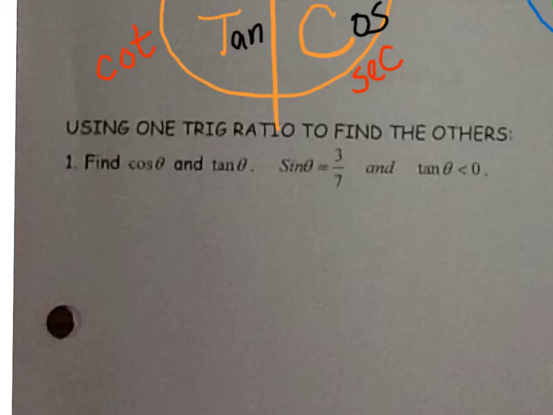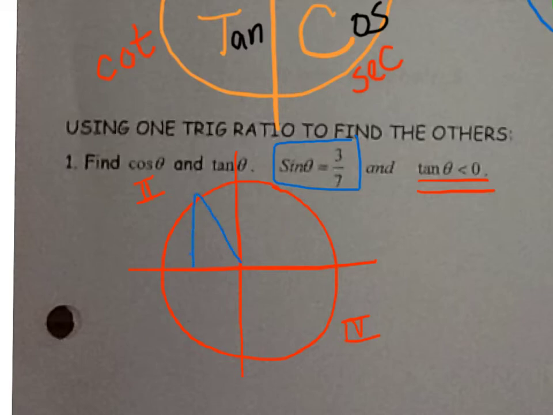All right, so let's think about that. If tangent is negative, let's draw a circle here. If tangent is negative, then it has to be either in quadrant 2 or in quadrant 4. So both of those have a negative tan. Then the other piece of info, you always need two pieces of information here. The other piece of info is that sine is 3/7, positive 3/7. So of the two quadrants, 2 and 4, the one that has the positive sine value would be the second quadrant. So I'm only going to choose quadrant 2.